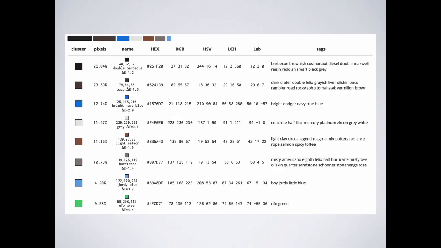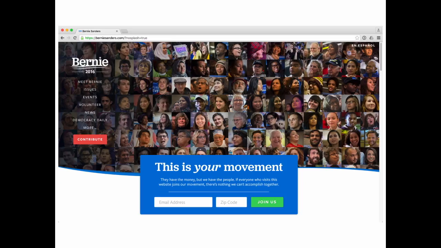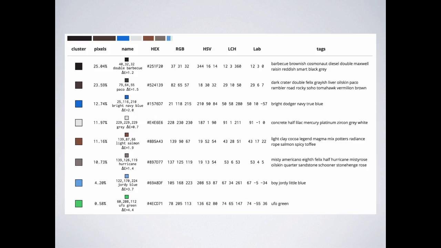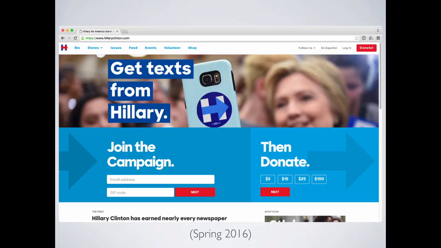Okay? And I think some of those colors, in this particular case, are just because of all the people's pictures in the background. So I don't know how conscious that was. If we stripped out the people's pictures, we're mostly blue. Okay? So let's look at Hillary's.